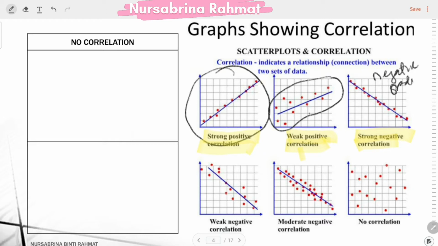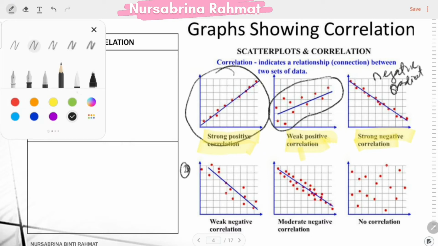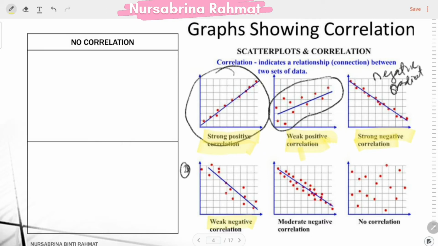So that's why it is a negative correlation, and it is strong because all the points lie on the line of best fit. Okay, let's move on to the fourth sketch. It has a negative gradient, but now all the points are not located on the line of best fit. All the points are scattered but in a negative correlation position. So it's a weak negative correlation.